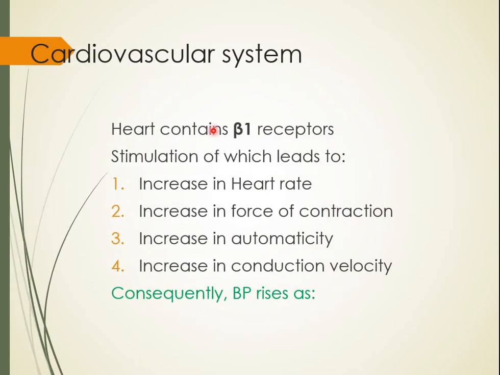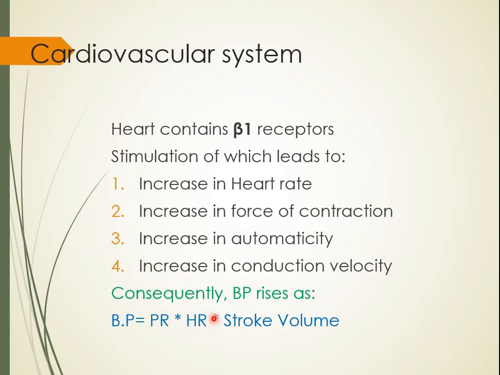Now, in a nutshell, what happens to the cardiovascular system? As the heart contains beta-1 receptor that we did discuss in the previous slides, stimulation of which will lead to increasing the heart rate, increasing the force of contraction of myocardium, increasing the automaticity, increasing the conduction velocity, that is positive dromotropic effect. Consequently, what happens? The blood pressure will rise. How does the blood pressure rise? As the peripheral resistance increases. Why does the peripheral resistance increase? Because of the alpha receptors in the blood vessels, the release of calcium is promoted. So peripheral resistance will rise, and you will understand now in the next slide.